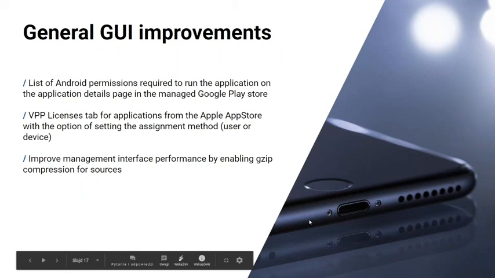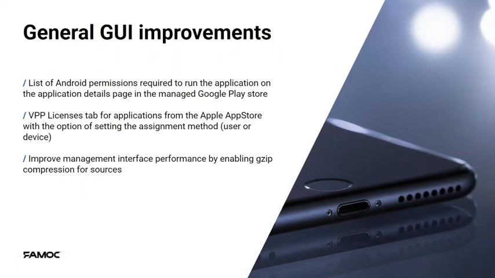And the last thing are general GUI improvements. There is a possibility to view the permissions required for Android applications on the details page in the Managed Google Play Store. Also for the Apple App Store applications, there is a tab with VPP licenses, and there is also an option to set the assignment method, user or device.